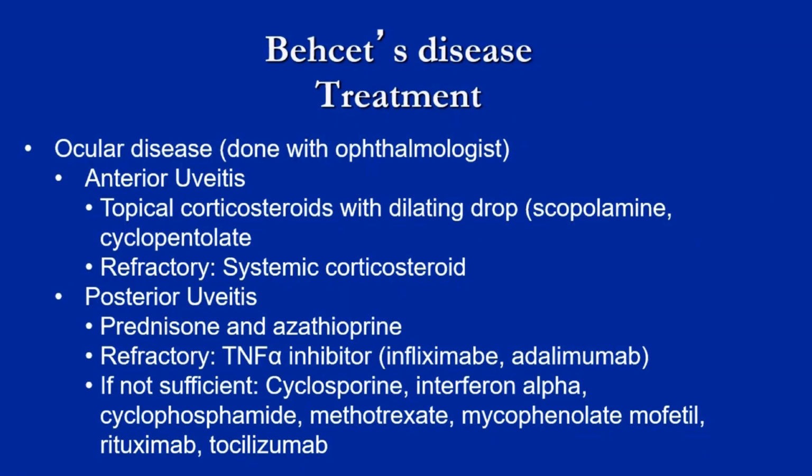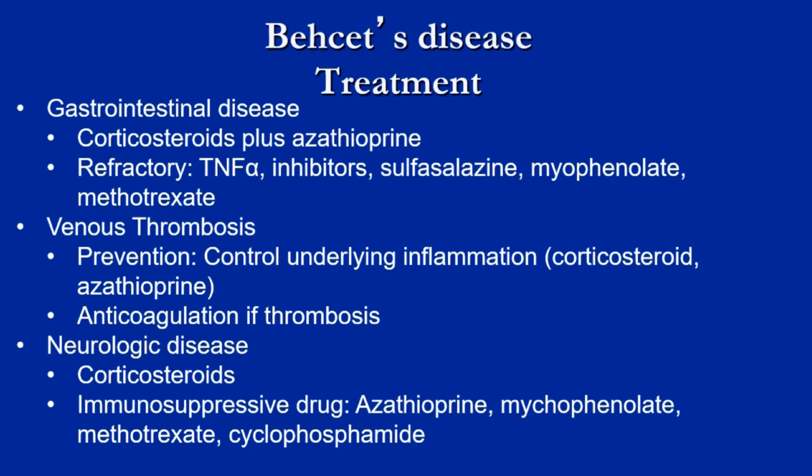For posterior uveitis, we use systemic therapy with prednisone and azathioprine, and again for refractory disease, either TNF-alpha inhibitors, or if not sufficient, then we sort of go back to that whole milieu of immunosuppressive medicines we've talked about before, including cyclosporin, interferon, cyclophosphamide, methotrexate, mycophenolate, rituximab, tocilizumab. For gastrointestinal disease, again, corticosteroids plus azathioprine plus, if that doesn't work, the medicines we use for refractory disease before.